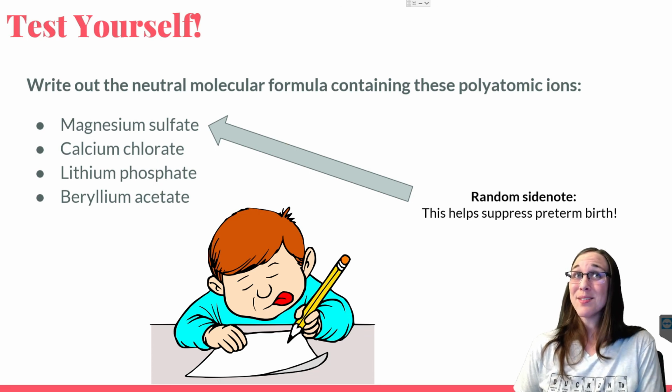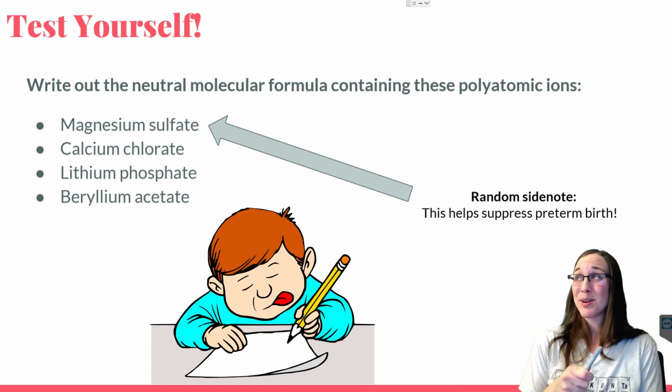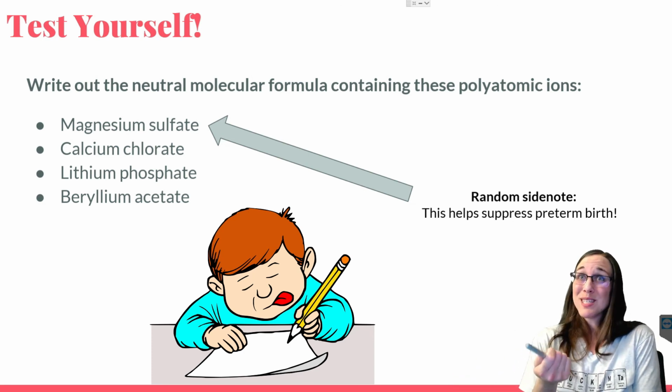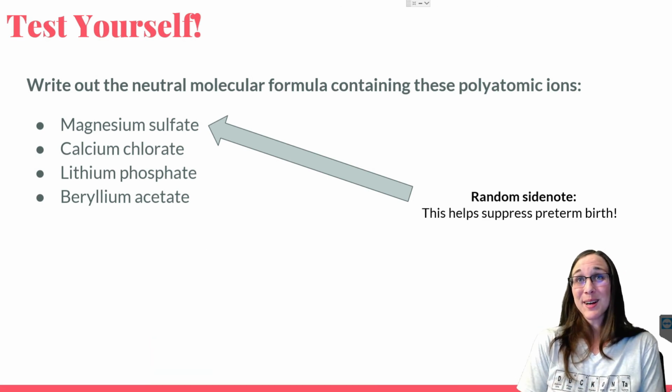As a random side note, magnesium sulfate is something that can help suppress preterm labor, preterm birth. So help stop a woman going into preterm labor. Kind of cool. Polyatomic ions are pretty useful.